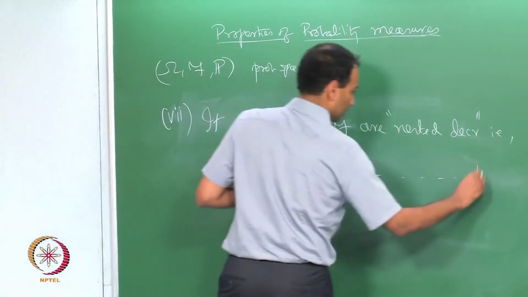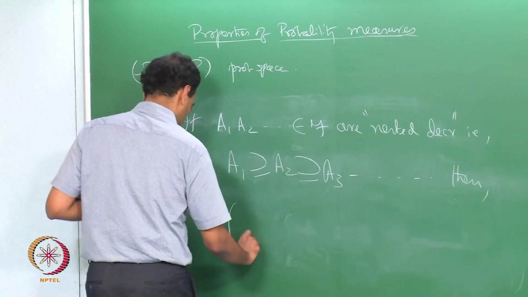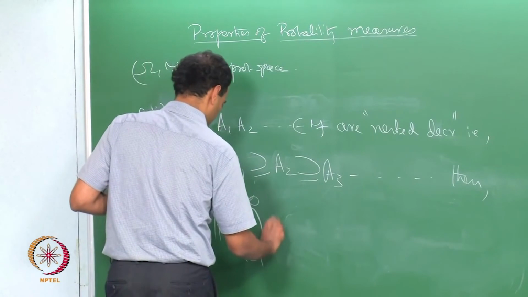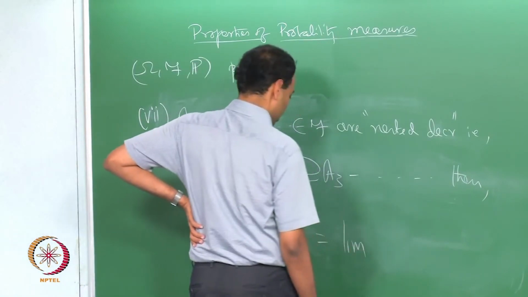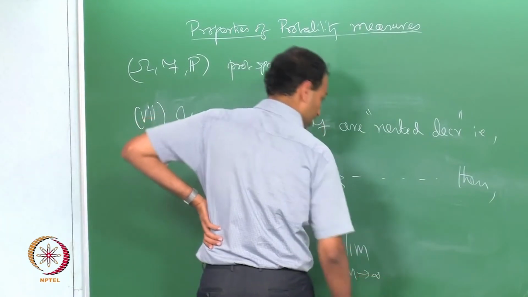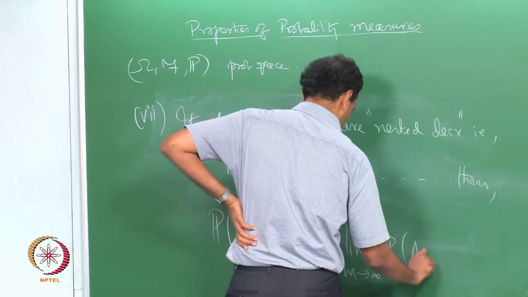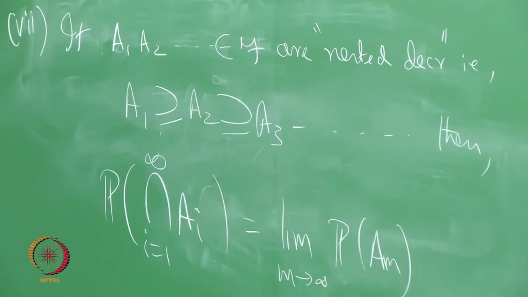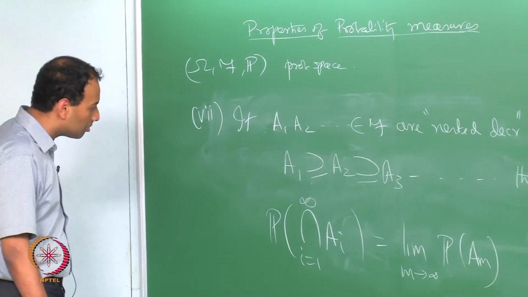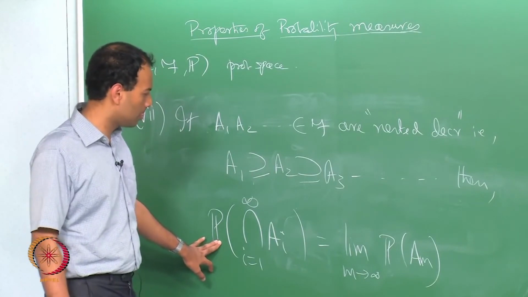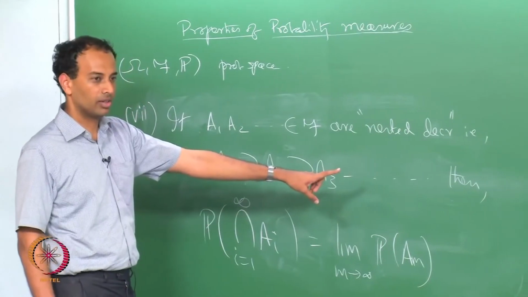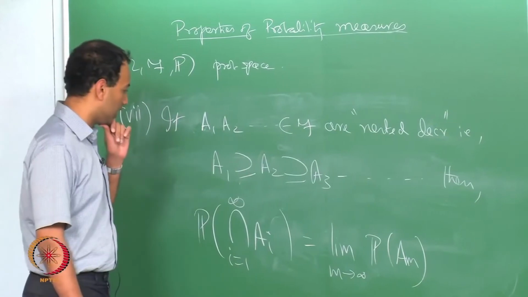Then the probability of the intersection i equals 1 through infinity of Ai equals, any guesses? The limit m tending to infinity of the probability of Am. How do you prove that? I want to prove this result. The intersection of A1 through Am will be Am, that much is clear because of this containment. Then what?